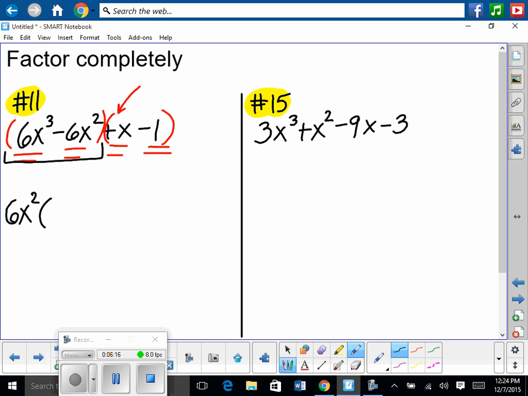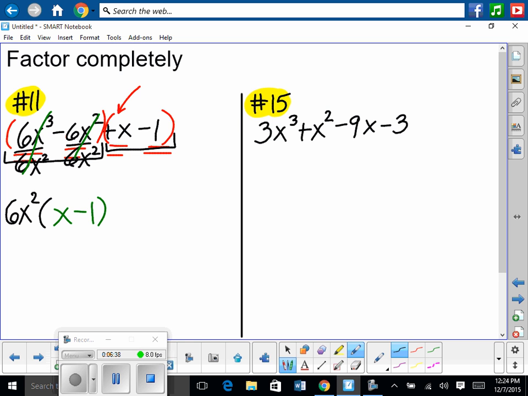So when we pulled out 6x squared, we technically divided by 6x squared from each term. So 6x cubed divided by 6x squared becomes an x. So left in that first term is x. Negative 6x squared divided by 6x squared doesn't go away, it becomes a 1. So minus 1.